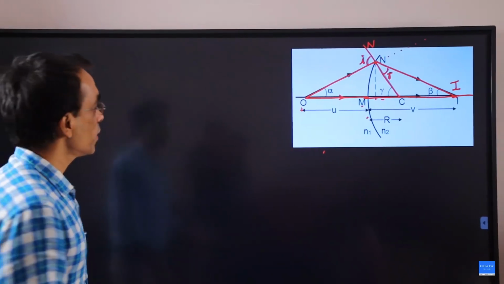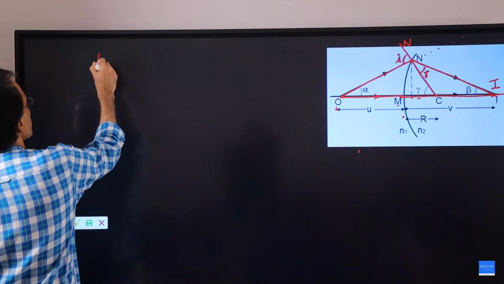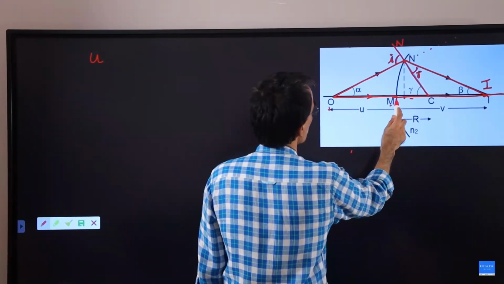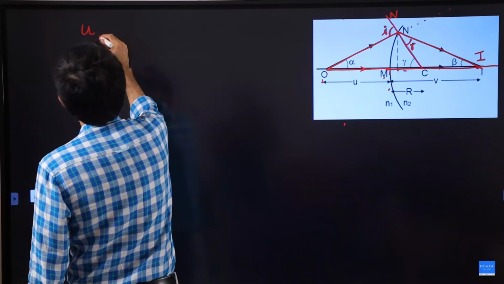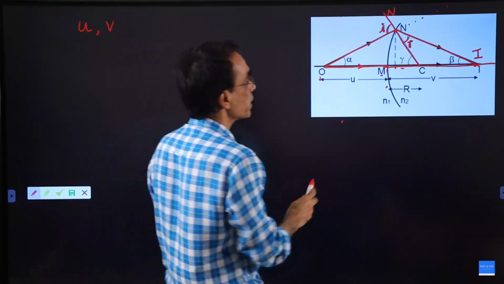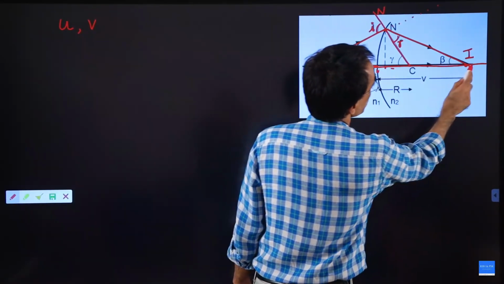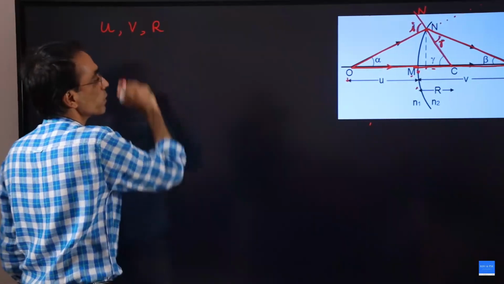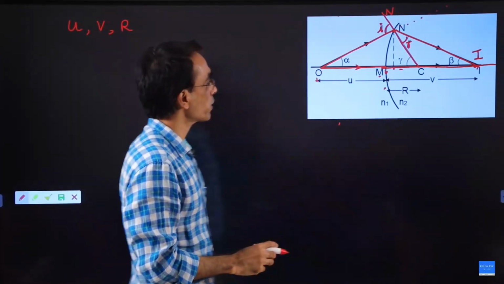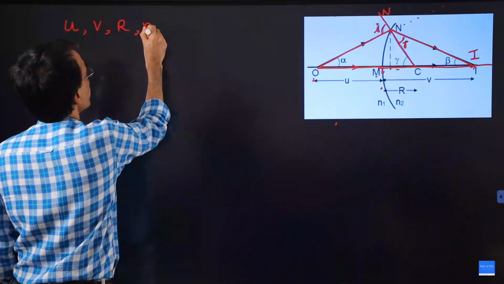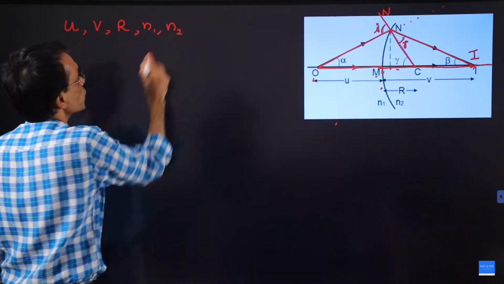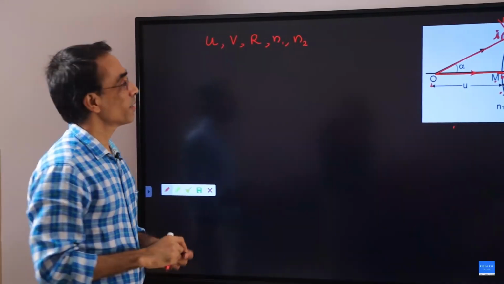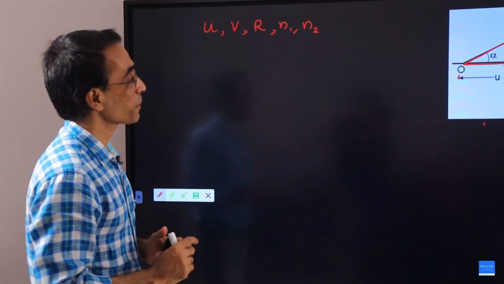What do you want? You want a relation between U, which is the distance from the pole to the object, then you have V, which is the distance from the pole to the image, and you have R, the radius of curvature of the spherical surface. Then you have N1 and then you have N2. So you need to get a relation between all these 5 quantities. It's not going to be easy.